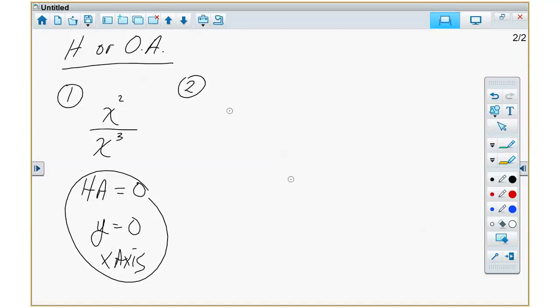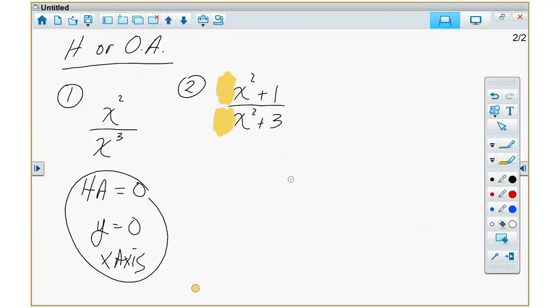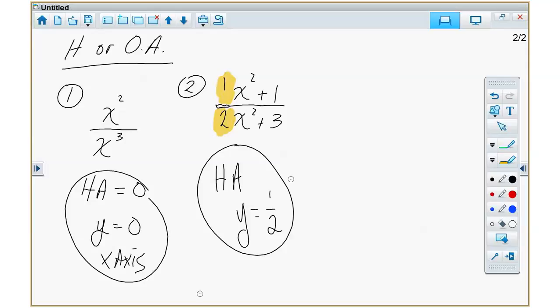2. If they're the same, you can have x squared plus 1 over x squared plus 3. Doesn't matter. If the degree is the same, you take the coefficient. Well, let's do this. And let's put 1 over 2. There we go. All right. So x squared plus 1 over 2x squared plus 3. The degrees are the same. So your horizontal asymptote is what? Y is equal to 1/2. Take the coefficients.